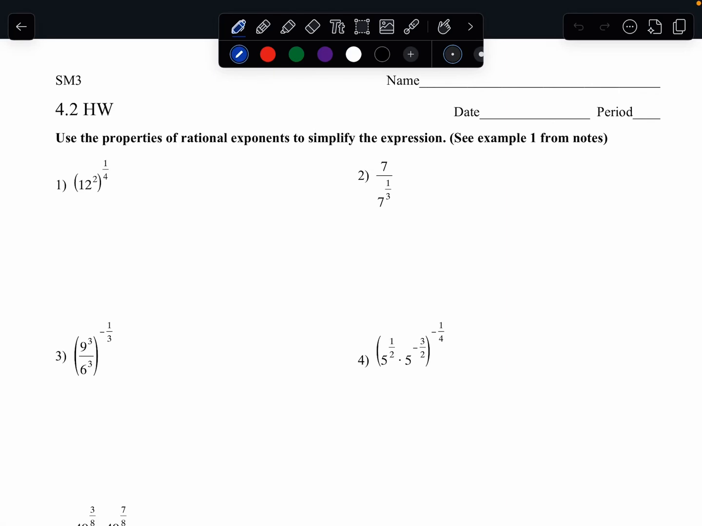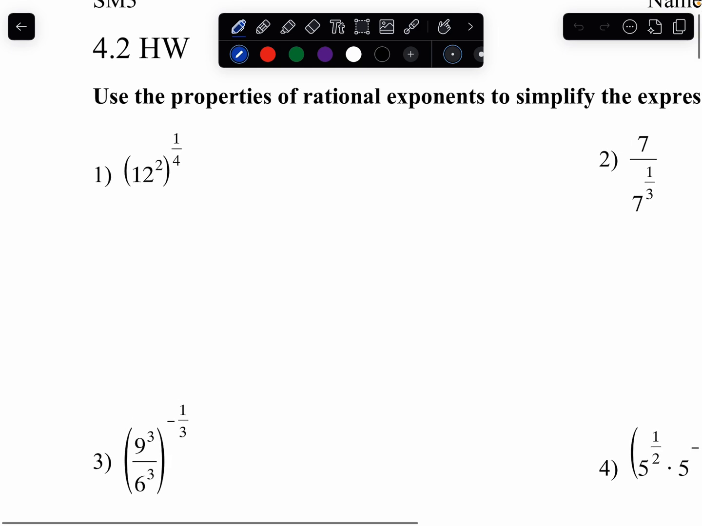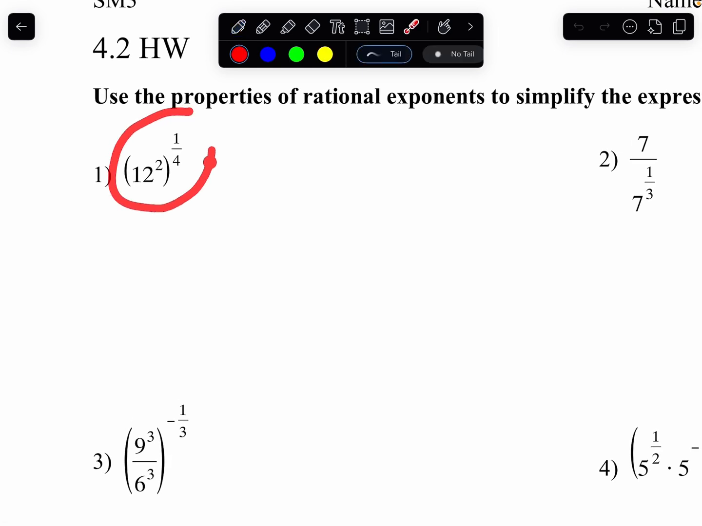Hey guys, I'm going to be going over 4.2 homework. So we're using properties of exponents and we're simplifying each expression right here. So starting with question 1, this right here, I have a power to a power. And a power to a power means I can multiply them together.